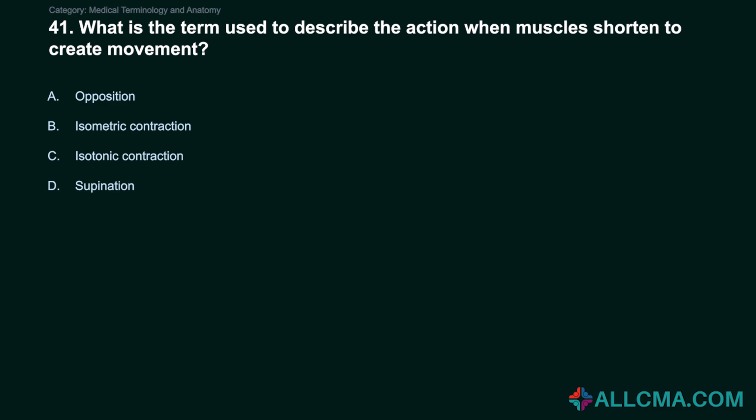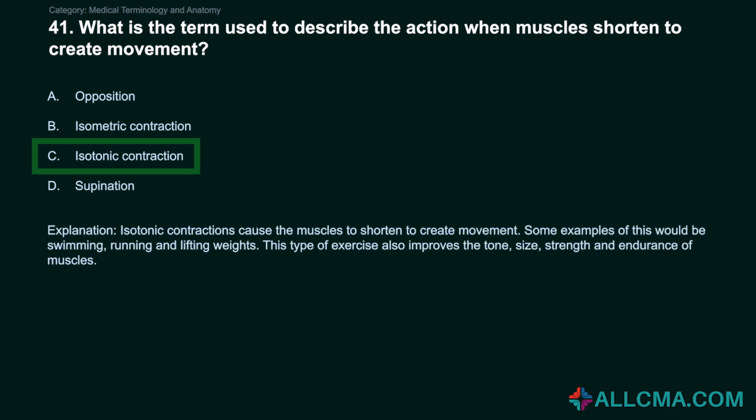41. What is the term used to describe the action when muscles shorten to create movement? A. Opposition. B. Isometric contraction. C. Isotonic contraction. D. Supination. Correct answer, C. Isotonic contraction. Isotonic contractions cause the muscles to shorten to create movement. Some examples of this would be swimming, running, and lifting weights. This type of exercise also improves the tone, size, strength, and endurance of muscles.